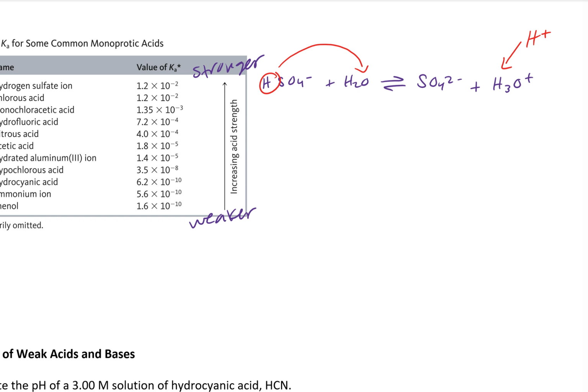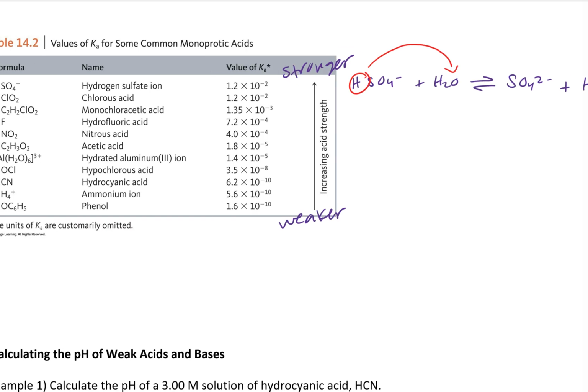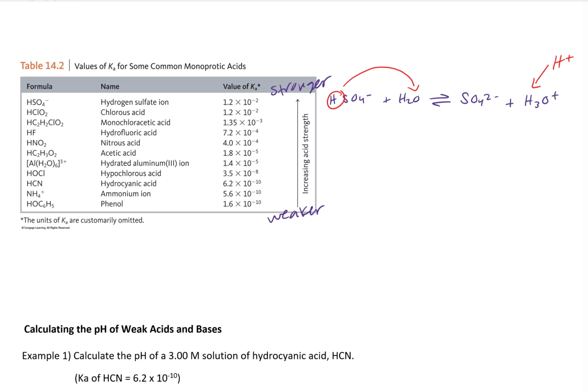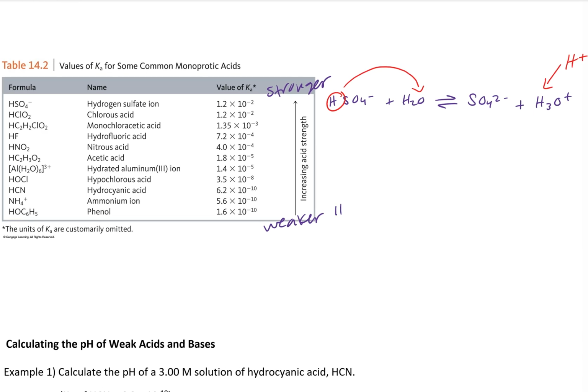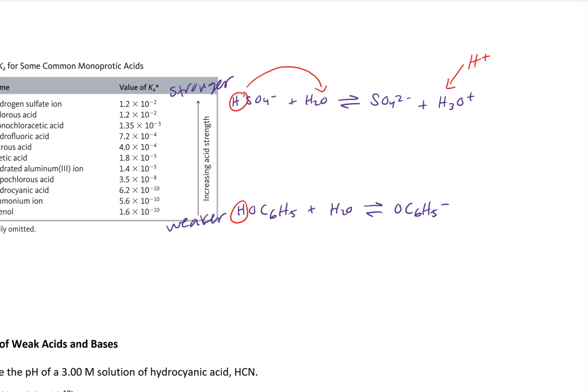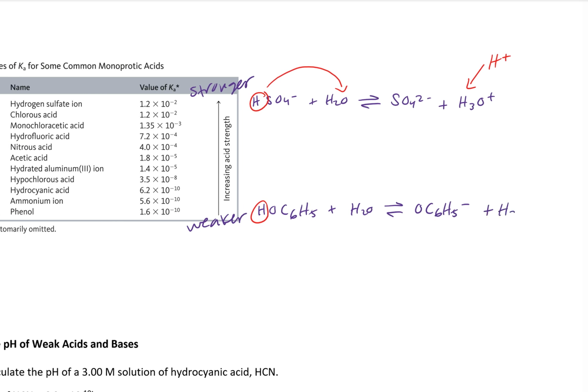Okay, I'm going to repeat a dissociation equation for the acid here at the very bottom of this list. You have HOC6H5 in water. It's going to lose that hydrogen that's attached to the oxygen. And you're going to end up with OC6H5 negative plus hydronium.